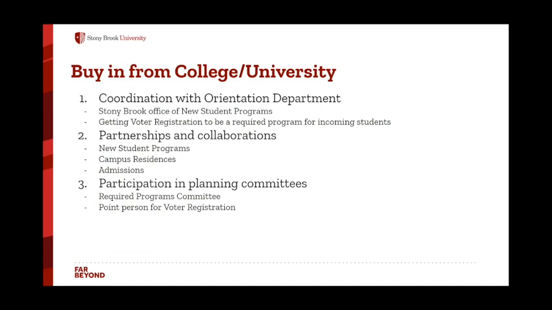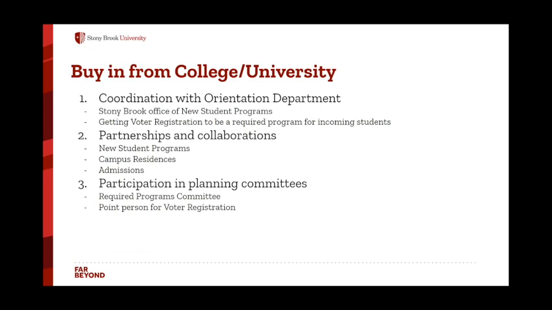So the first step, obviously, is getting your college or university to sit down with you and say, yes, we can give you time during our orientation to register students. Another important partner we collaborate with is admissions. That helps us keep track of how many students are coming in, how many are new, how many are international, and how many are first year students who are probably not registered versus transfer students who may be registered but would need to update their voter registration information. We keep constant communication with them over the summer so we know what we're planning for come August.